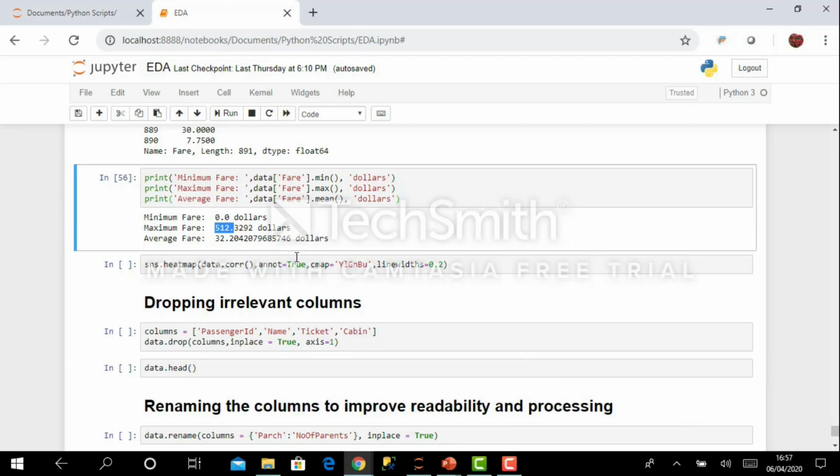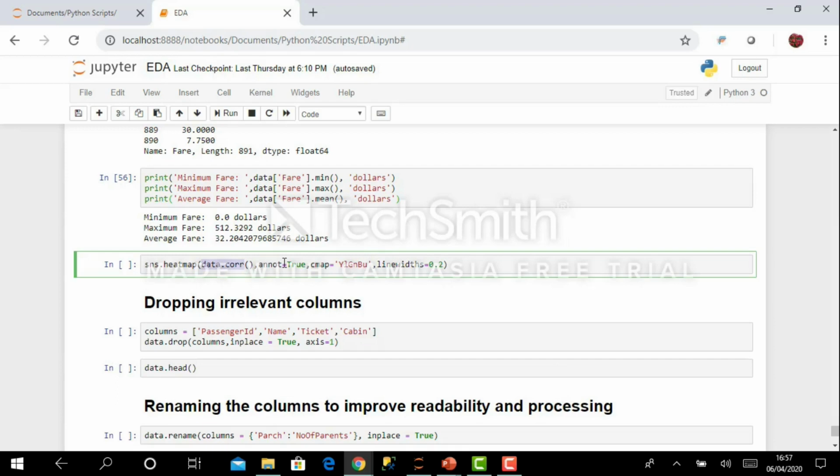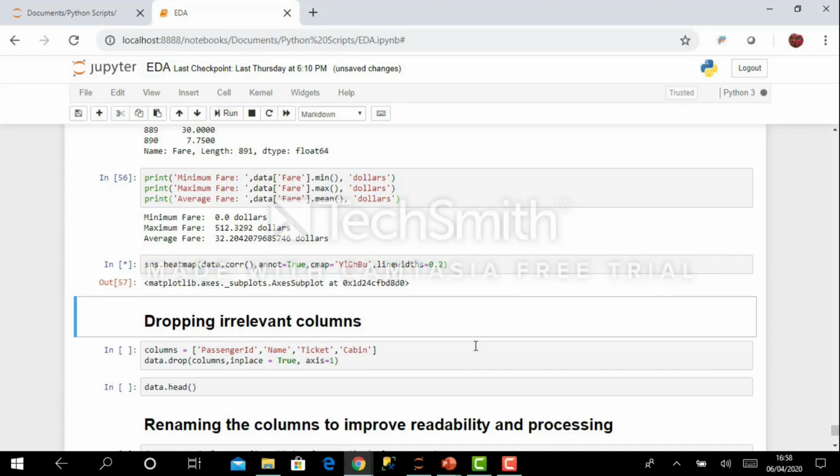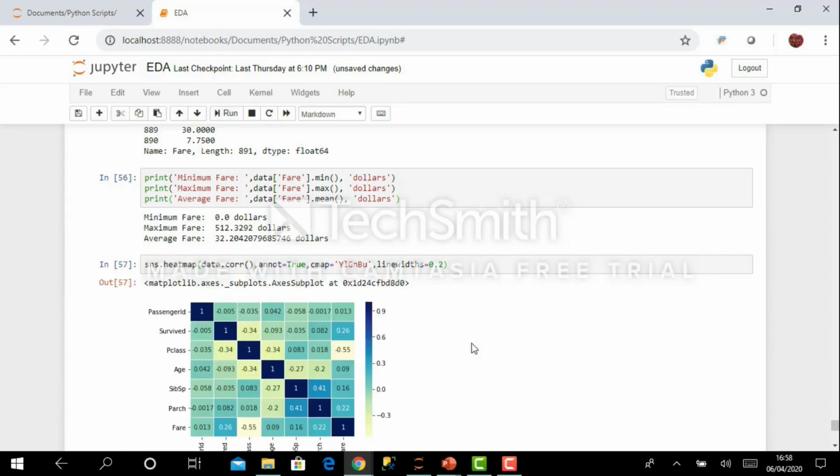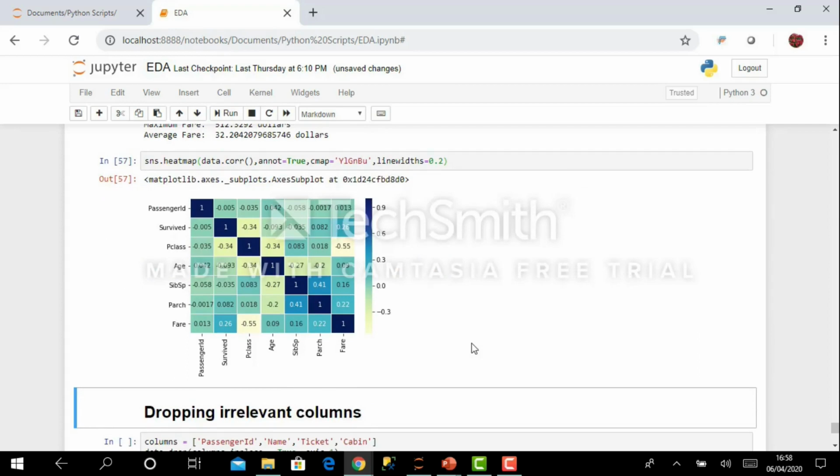Okay, then I am drawing the heat map. So now I just want to have the understanding of correlationship among all the features. This data.corr function I have called. Okay, so let us execute this. So you can see the correlation among all the features. So we have already explained it in the Seaborn tutorial.